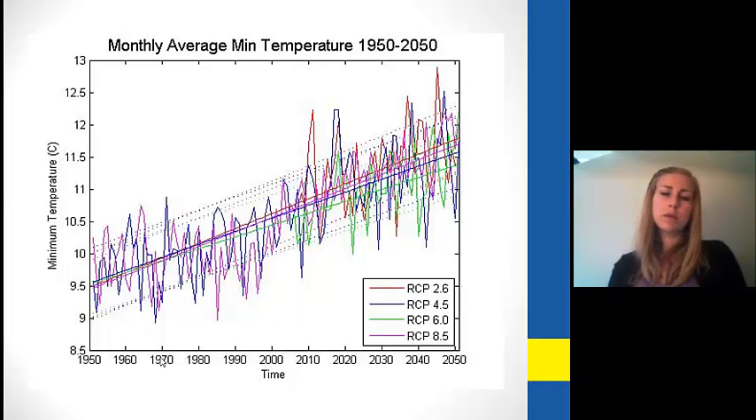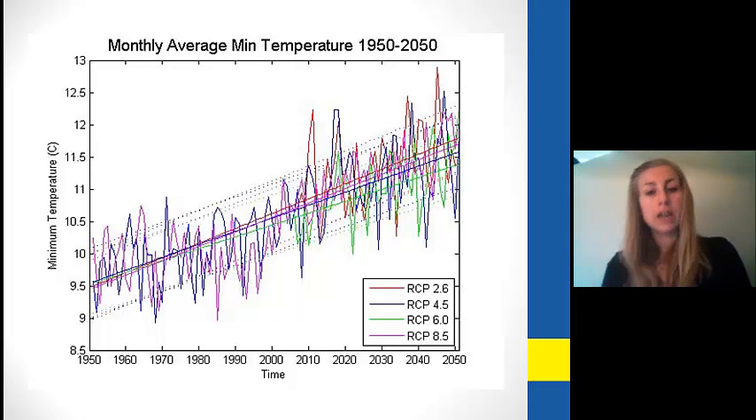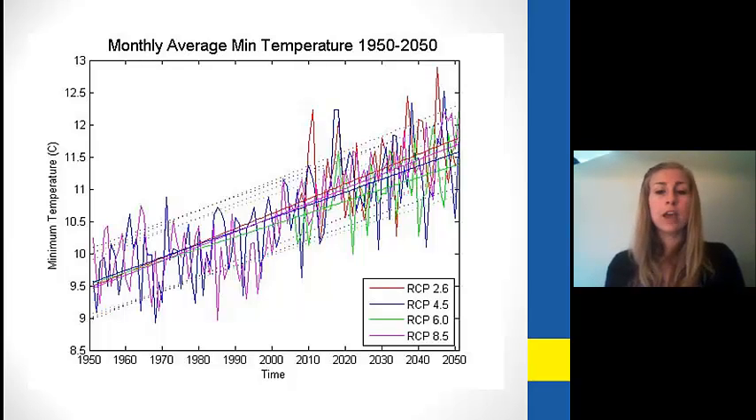So going on to minimum temperature, you aren't seeing that bias with the separation between the models here in the minimum temperatures, so that's good. And we are seeing an obvious increase in temperature for minimum temperature as well, and they are showing that 2.6 is the warmest, while 6.0 is the coldest in 2050, showing that maybe with more CO2 emissions the minimum temperature could be colder than usual, but still warmer than 1950.